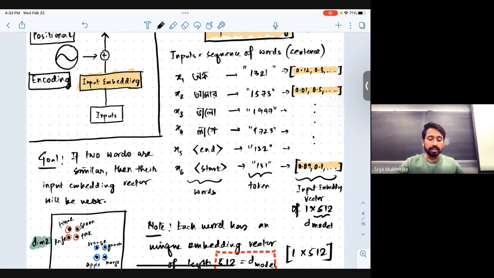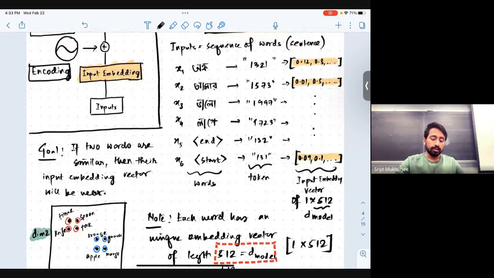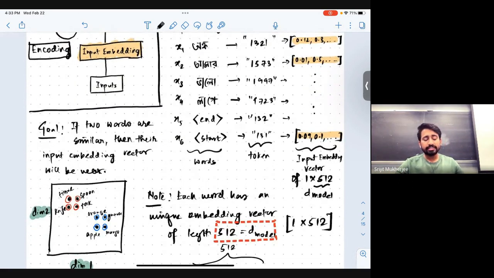But one interesting catch is, are they random? No. I don't know exactly how it's done, but if two words are similar in meaning, their input embedding vectors will be very, very close by, and that's very important for understanding.